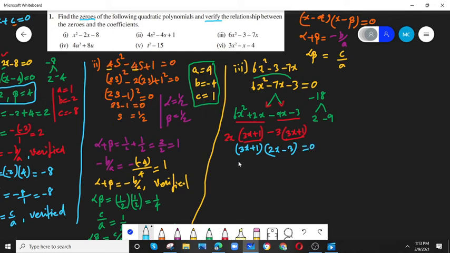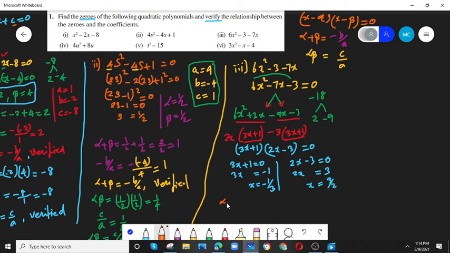So what are alpha and beta? We can find alpha and beta. We can write 3x plus 1 equal to 0, 3x equal to minus 1, x equal to minus 1 by 3. This is your alpha. Similarly, what is your beta? 2x minus 3 equal to 0, 2x equal to 3, x equal to 3 by 2. So now we have found alpha and beta.